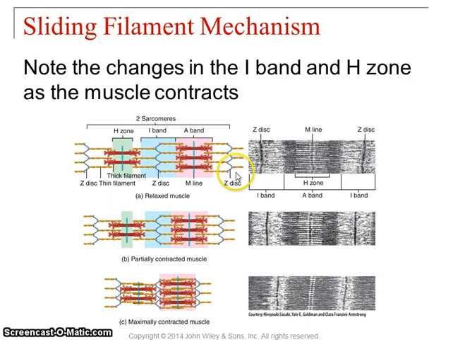And that I band, where there's only actin, gets shorter and shorter. And you see the same thing happening with the H zone, where there's only myosin that gets smaller and smaller.